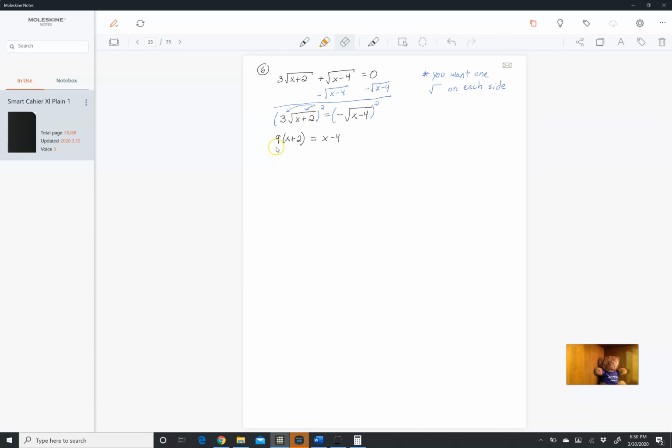The 9 came from 3 squared. The square root of x plus 2 squared is just x plus 2. That needs to go in the parentheses. Here, a negative squared becomes a positive, and the square root of x minus 4 is just x minus 4. Okay. Now this is a linear equation, so the next thing that you would want to do is distribute your 9.